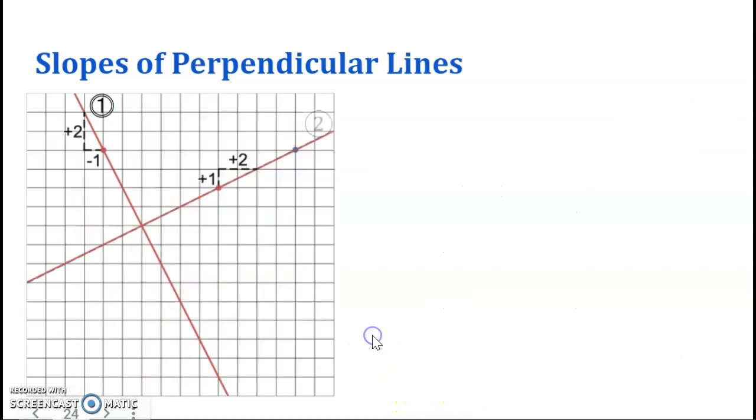And likewise here, for card number 21, you should have noticed that slope is 2/-1, and then slope of the second line is 1 over 2.